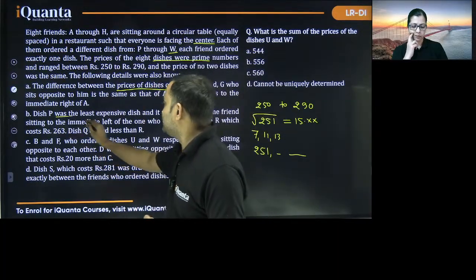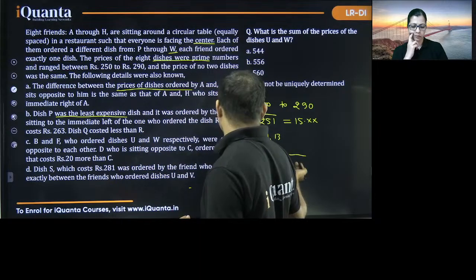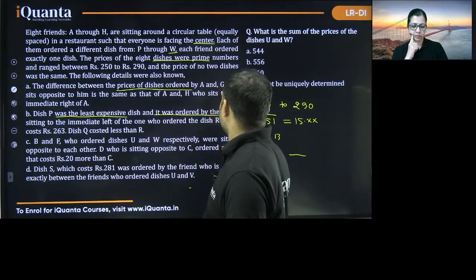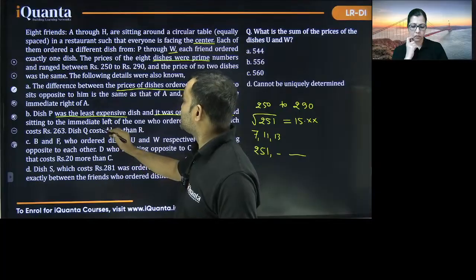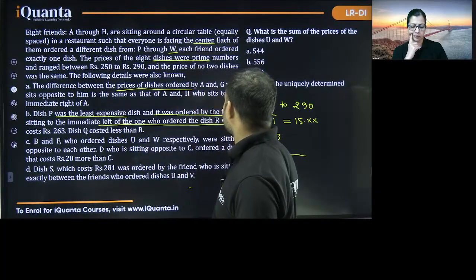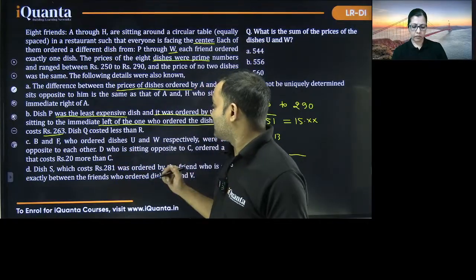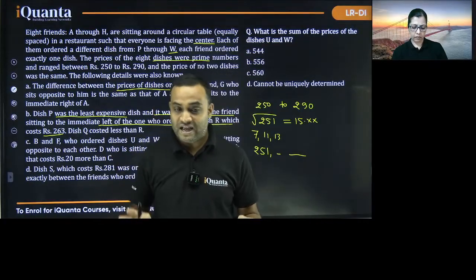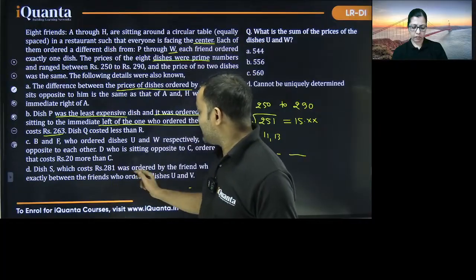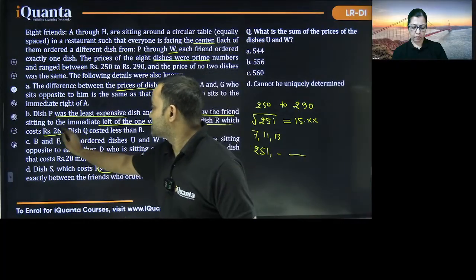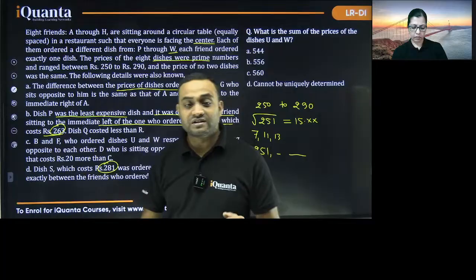Dish P was the least expensive. So you get the value of dish P from here. It was ordered by the friend sitting immediately left to the one who ordered the dish R, which cost 263. Dish Q costed less than R. So using all the information, as I said, few values are already given, like 281 is given, 263 is given, right? But still you need the rest of the values.